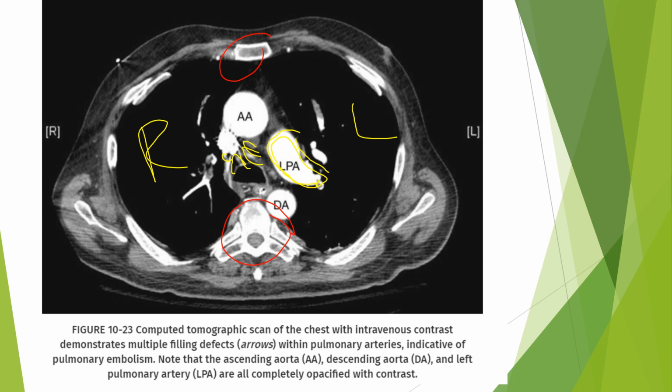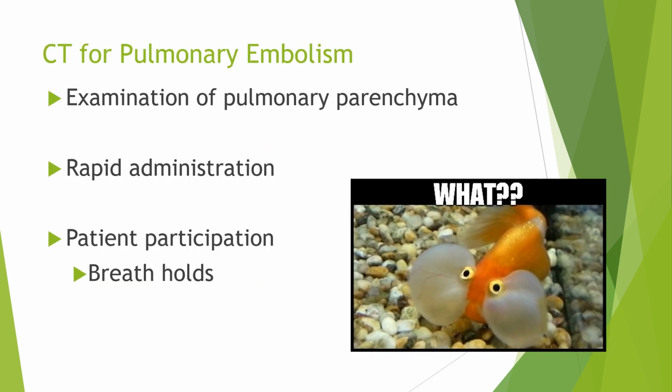So the ascending aorta and the descending aorta and the left pulmonary artery are completely opacified. You see how opaque these guys are. And this whole area here is supposed to be opaque, right? Where I highlighted those filling defects, that's supposed to be opaque. It's not symmetrical. That means blood flow is not symmetrical, and therefore your issue is the right pulmonary artery has a massive amount of blood clotting going on. So, CTs for pulmonary embolism.